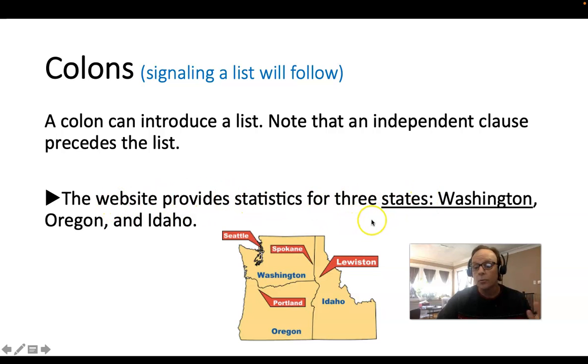So just like you could almost do a shopping list. I've got to pick some things up from the store. You could do a colon, right? I mean, there are 3 things I'd like you to do on essay number 5. And then I could put the colon. So it kind of introduces this list that's going to follow, right? And here we have a list of the states: Washington, Oregon, and Idaho.